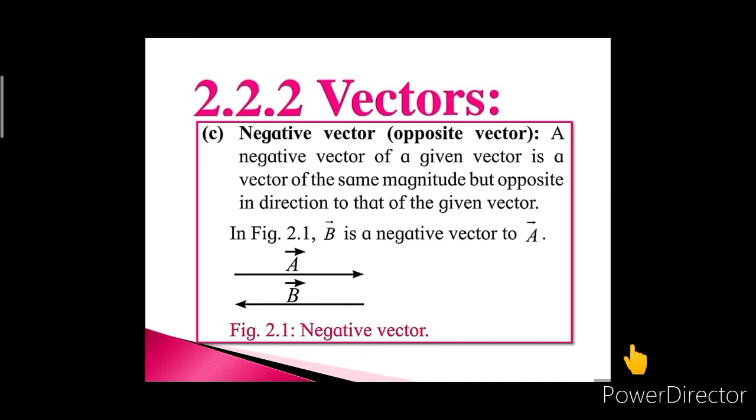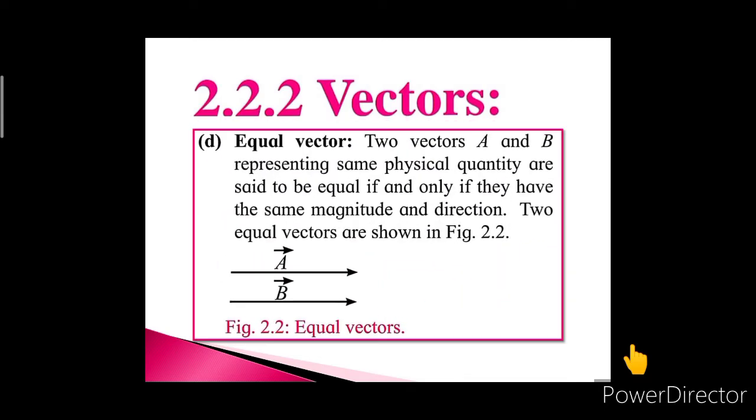Then the next type we had seen is equal vectors. Two vectors A and B representing the same physical quantity are equal if and only if they have the same magnitude and direction. For example, vector A and vector B having the same magnitude and directed in the same direction are said to be equal vectors.